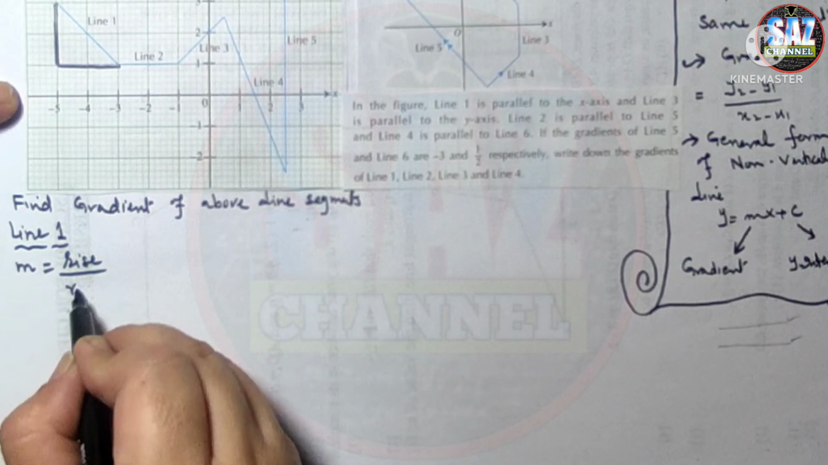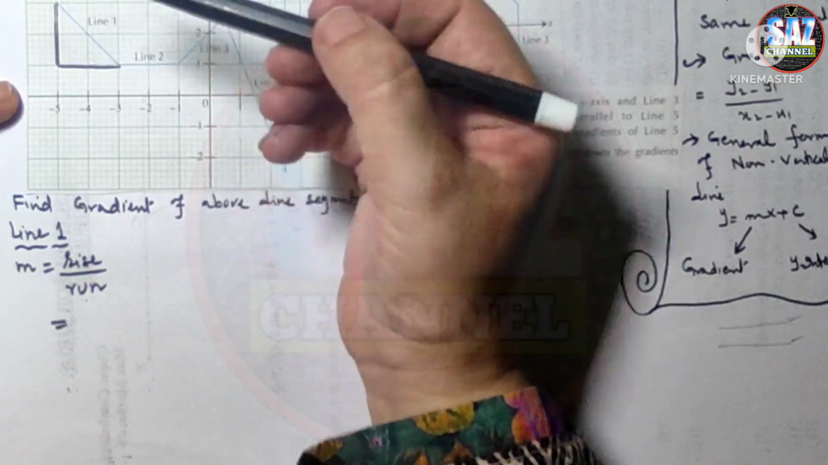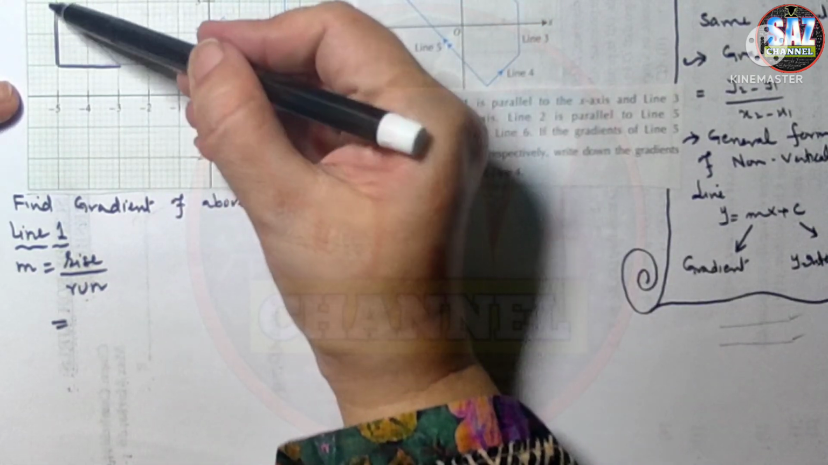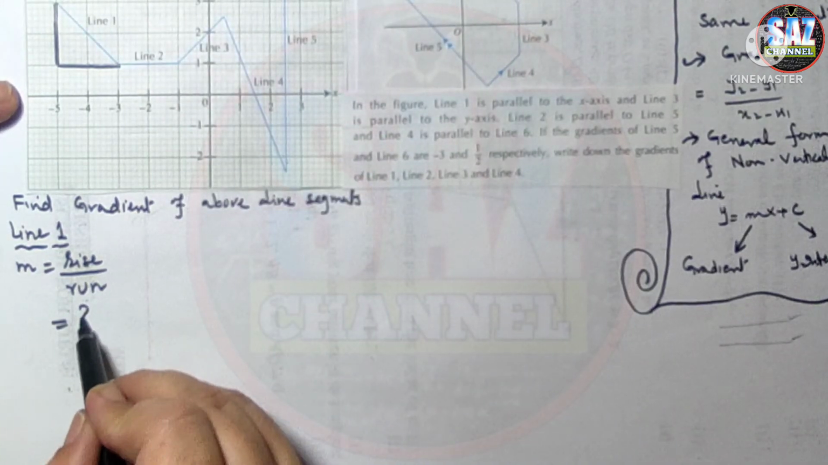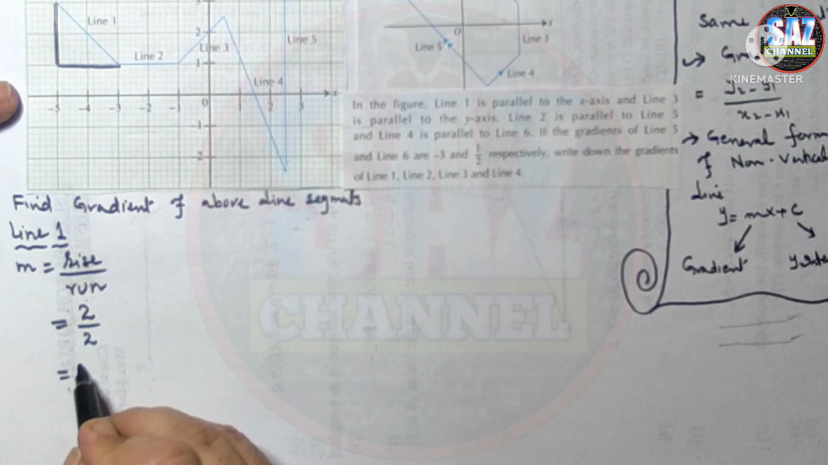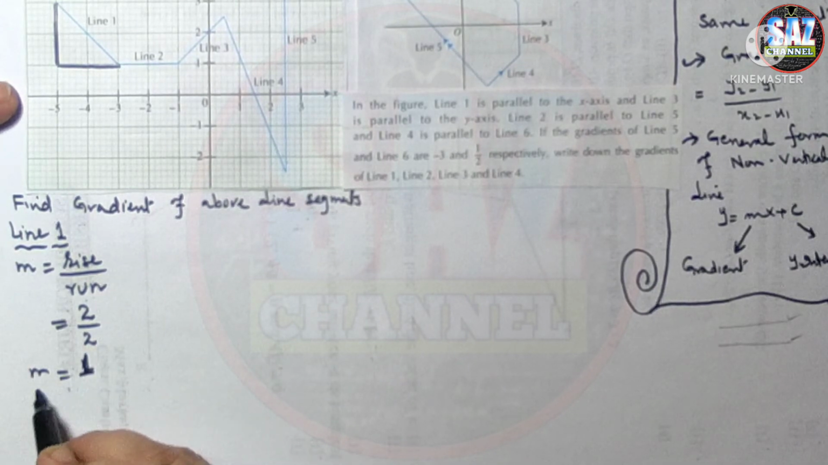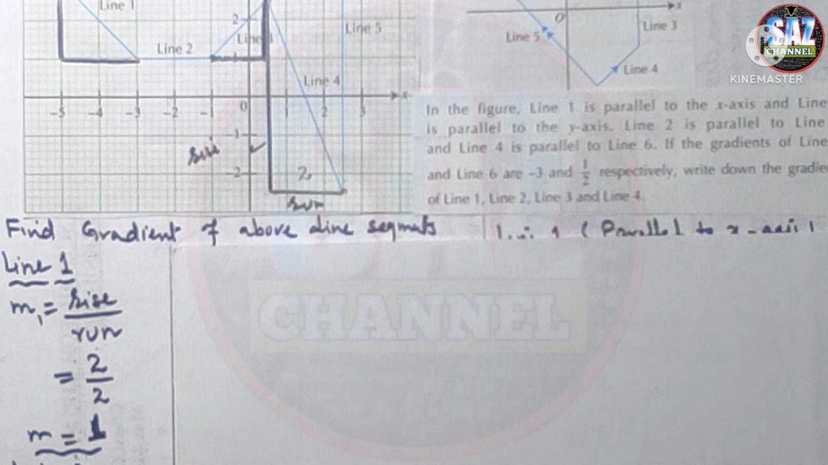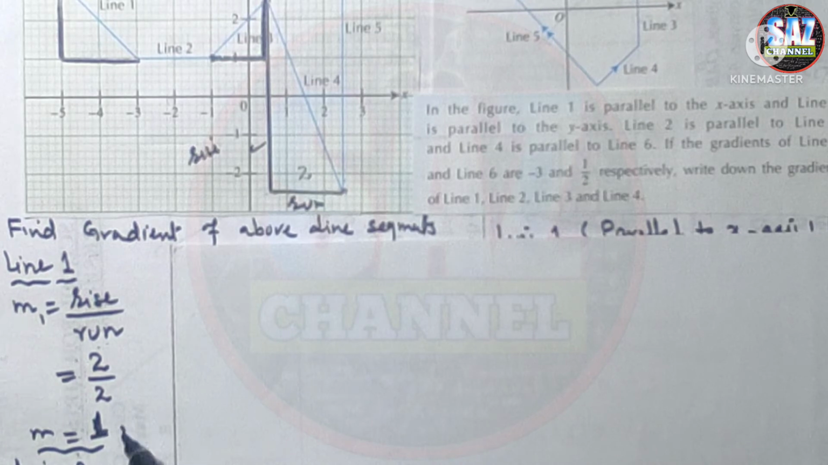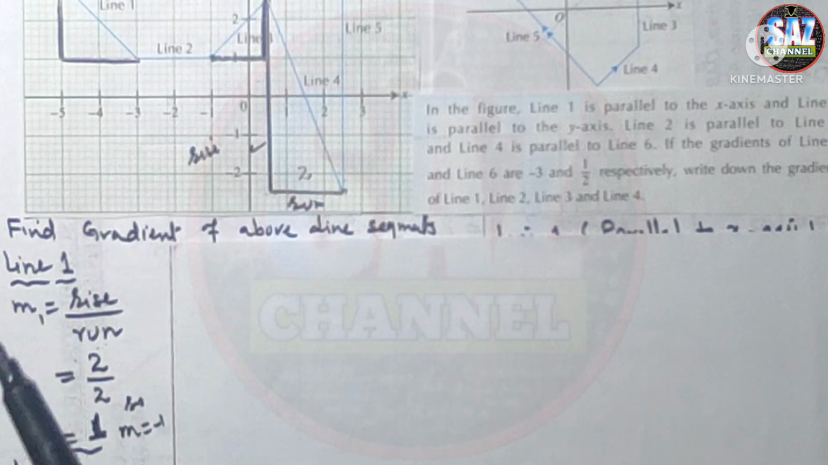You must support your working with formulas so that the examiner can understand your working properly. Rise is starting from 1 and ending at 3, so 2 units rise, and from 3 to 5, 2 units run. So the gradient of line 1 is 1. m equals 1. Let me write it properly. As the line has a falling trend, the gradient will be equal to minus 1. Why gradient minus 1? Because the line has a falling trend. I hope you are clear about this.